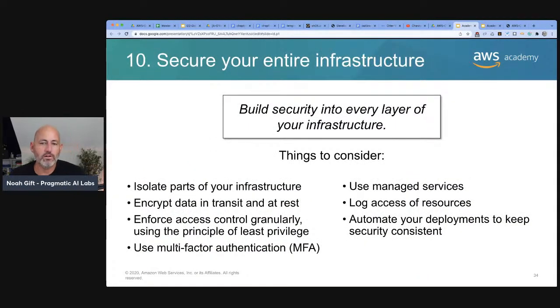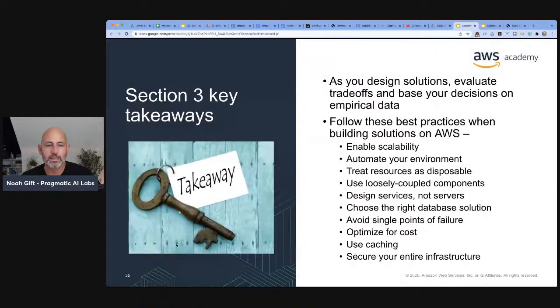You also want to secure your entire infrastructure. And so this is really an integrated kind of security versus having basically a castle where once you get into the castle, everything is basically broken into. You want to have isolated parts of your infrastructure, encrypt your data in transit and at rest, also enforce the PLP, or principle of least privilege, use multi-factor authentication, use managed services, log access, automate the deployment, right? All of these things have to be built into each of the layers that you deploy into AWS.